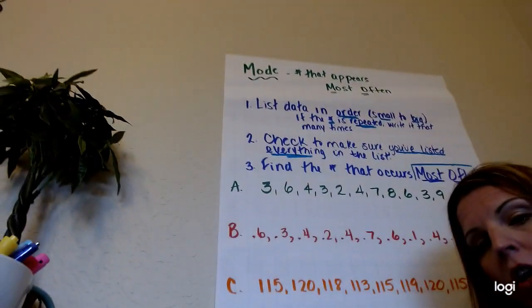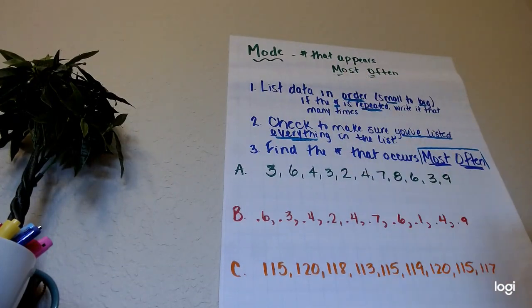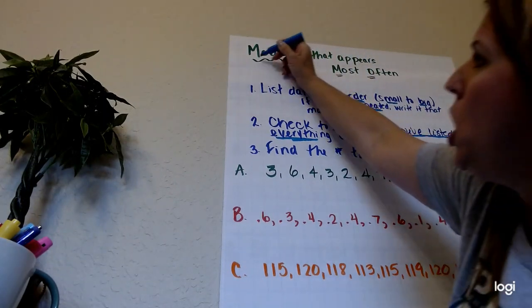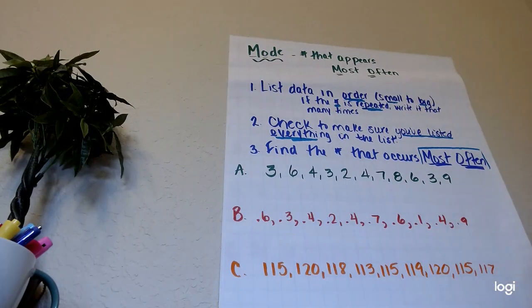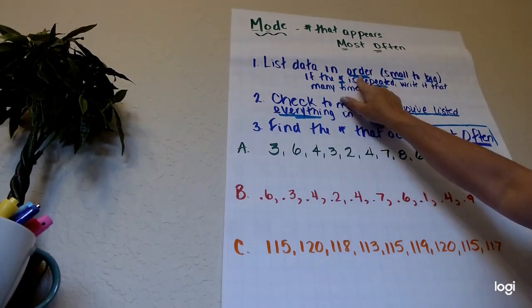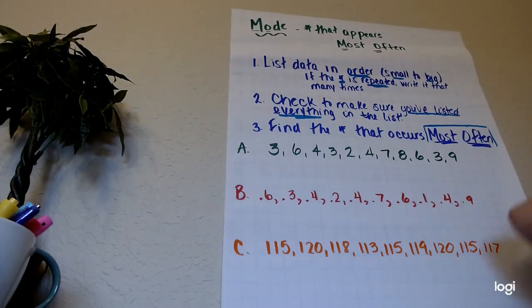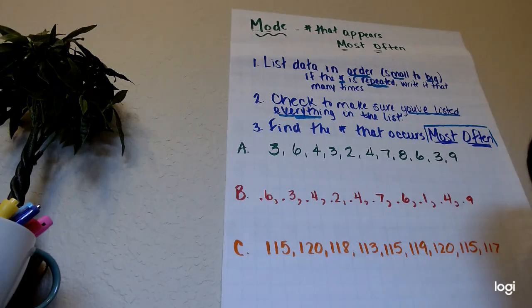All right, so we're going to start off with mode. Mode is the number that appears the most often. M-O, most often. That's what it stands for. The number that you're going to see most often. In order to do this, you're going to list your data in order. Ms. Edison likes to list it from smallest to largest, however you want to write it.